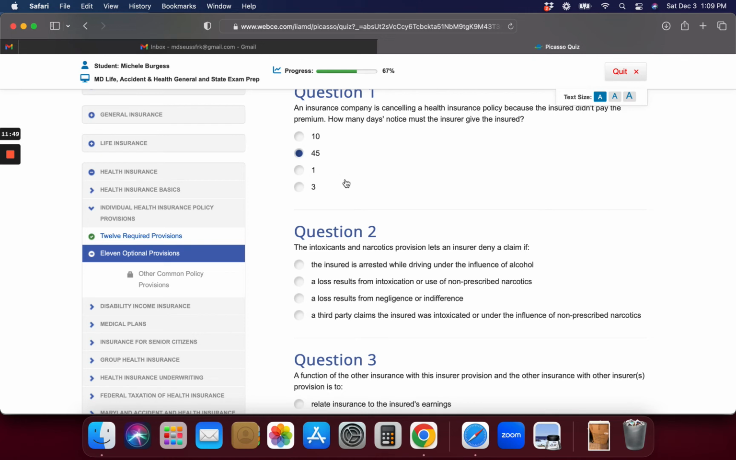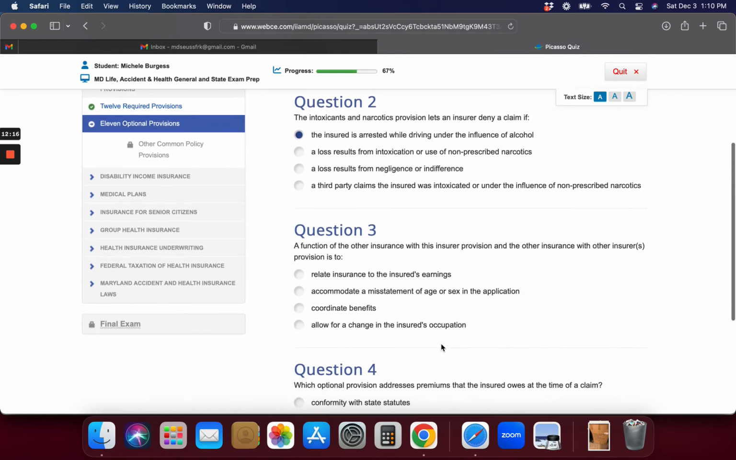All right, the intoxicants and narcotics provision lets an insurer deny a claim if a loss results from intoxication or use of non-prescribed narcotics. The insured is arrested while driving under the influence of alcohol. A third party, a loss results from negligence. Okay, I'm going to say the influence of alcohol.